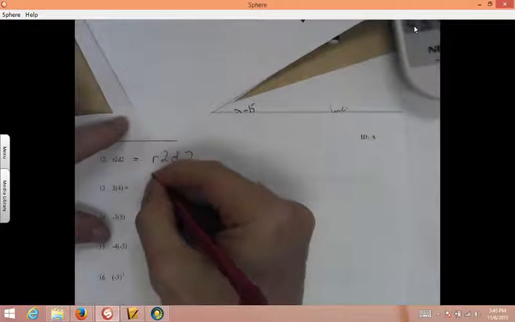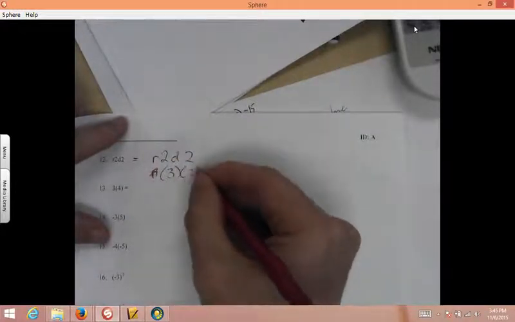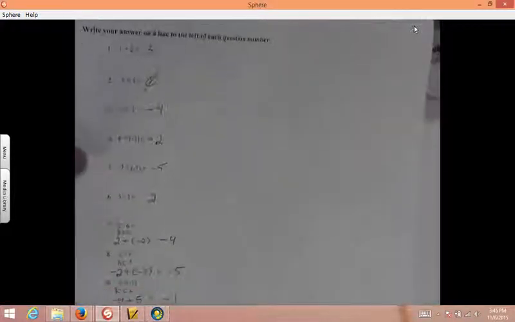Next one, R2D2. Get it? Alright, so R2D2. So R times 2 times D times 2. What's R equal? R is 3, so I've got 3 times 2 times D. What's D equal? D equals -2.